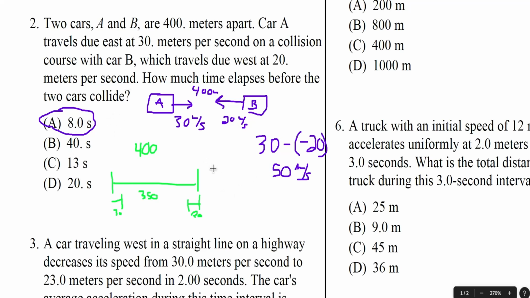You could have also done something similar to what we did with the swimmer, where we come up with two equations, one for the position of object A, which would be represented like this: 30 times t, and then the position of object B could be represented as 400 minus 20, because it's going in the opposite direction, times t. And then we could set them equal to each other, and we'd end up with essentially the same equation that we got with the relative speed method.